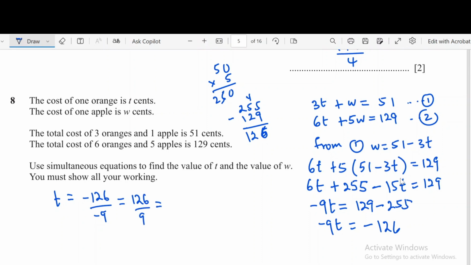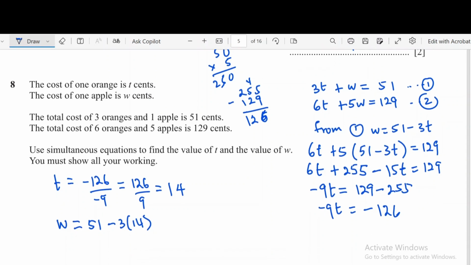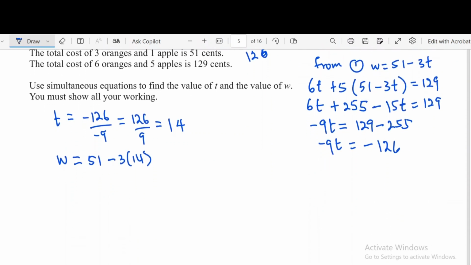If we divide by 9, 9 can go in 12 once, we have a remainder of 3 in 36. 4, so I have 14. So let us get W now. So W is going to be 51 minus 3T. That's 3 times 14. W is going to be 51 minus 3 times 14. 3 times 10 is 30. 3 times 4 is 12. 30 plus 12 is 42.